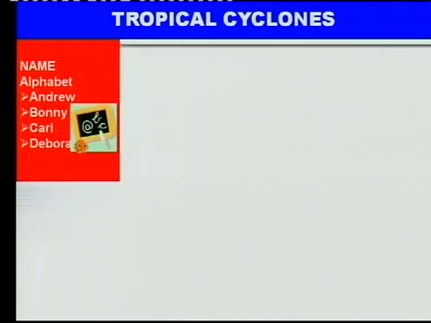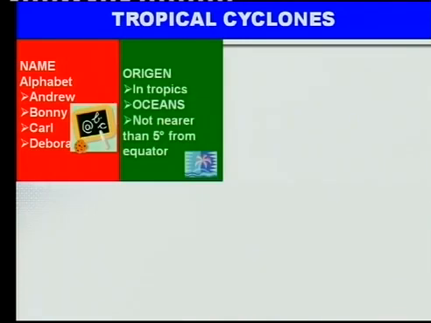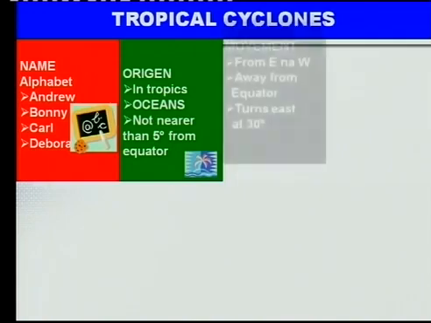Firstly, you must know that tropical cyclones' names are given by means of the alphabet. A, B, C, D: Andrew will be 1, Bonnie will be 2, and so forth. They can give you any one in the exams and say, for instance, Jane, and then you will say, okay, that's easy, A, B, C, D, E up to J, that would be the 10th cyclone. Then the origin, we've done that: in the tropics, in oceans, not nearer than 5 degrees from the equator.